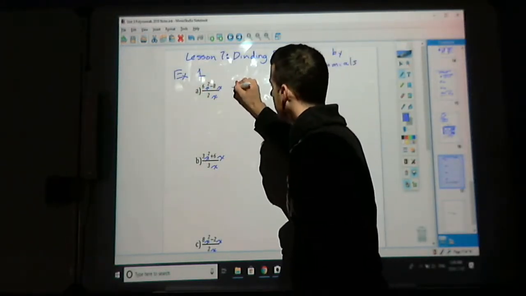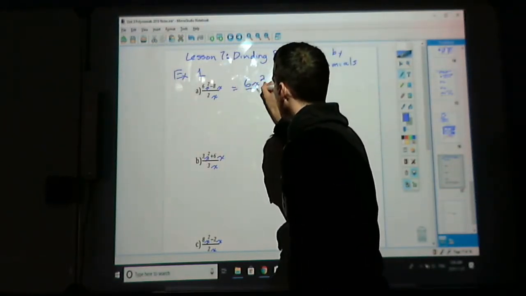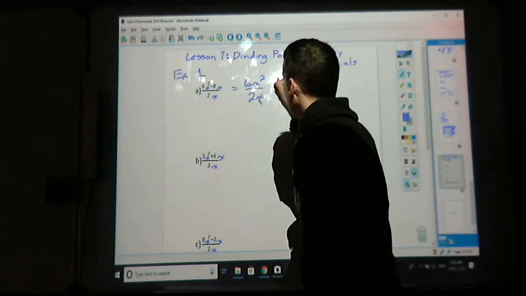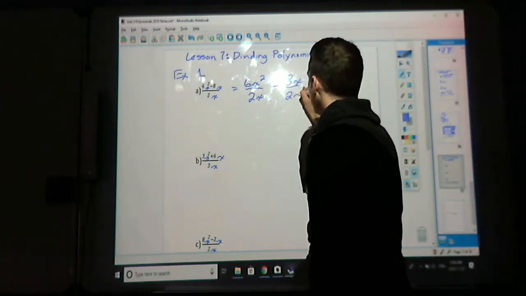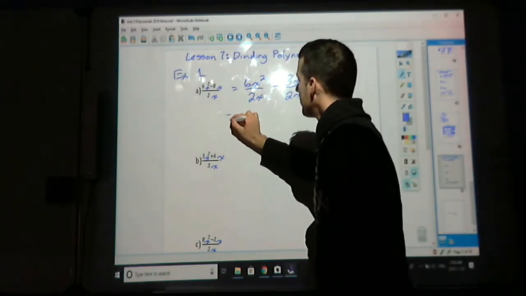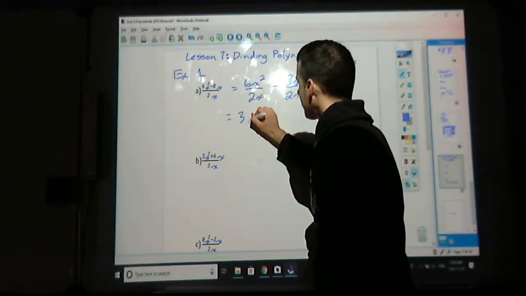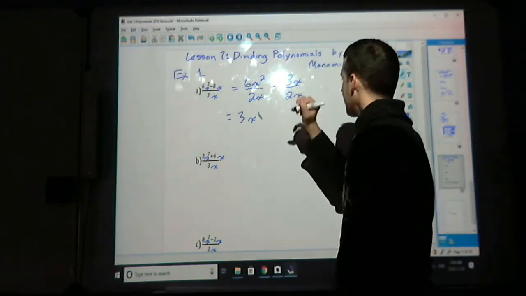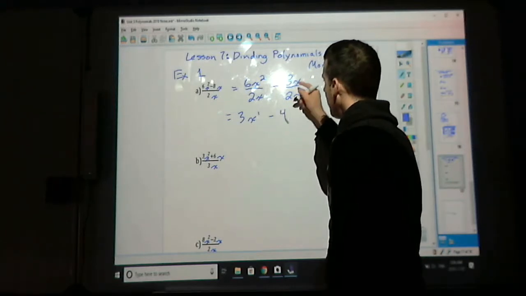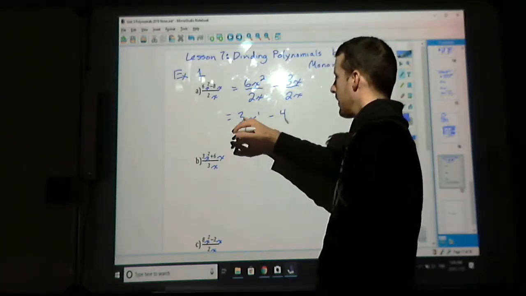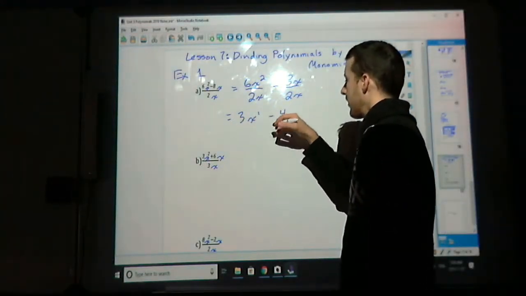We're dividing everything by 2x, okay? So one way you could do this to simplify things is to break it down into 2 terms: 6x squared over 2x, minus 8x over 2x. Then 6 divided by 2 is 3. X squared divided by x is x to the 1, or x. Minus 8 divided by 2 is 4, and x divided by x is nothing. So we end up with our final polynomial as 3x minus 4.